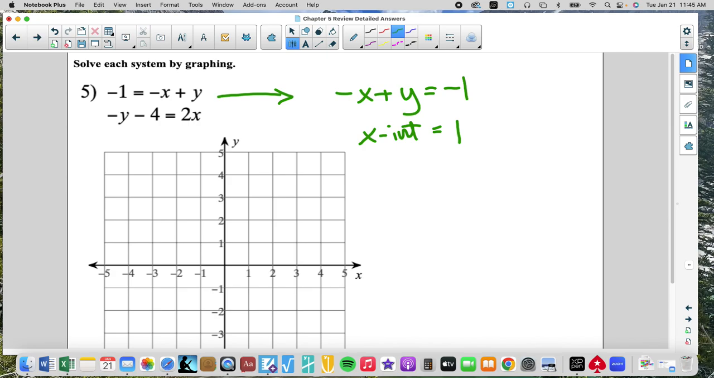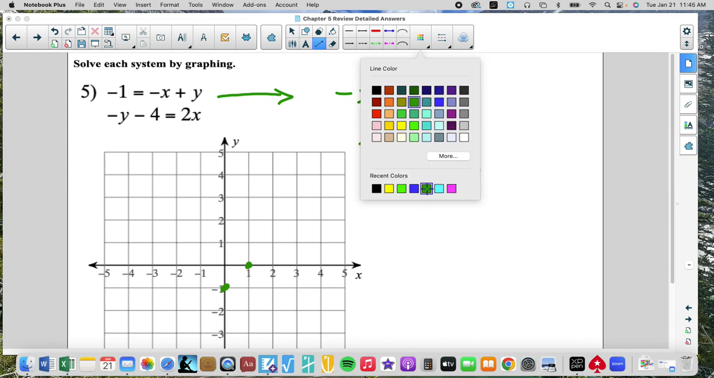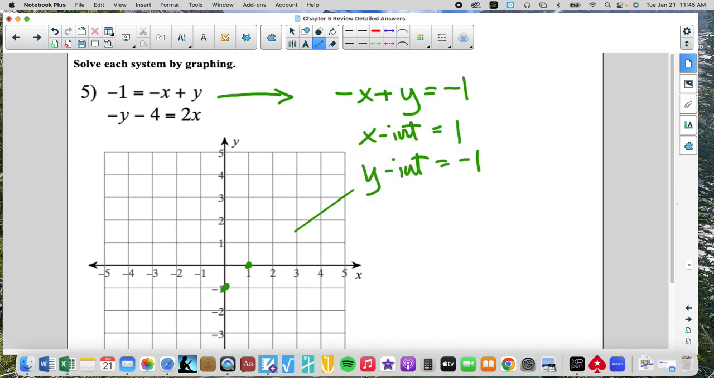And then if I look for the y-intercept, I'm going to cover up the x, and I get my y-intercept is -1. X at 1, y-intercept at -1. Connect them. That looks like that. Pretty good. Arrows.